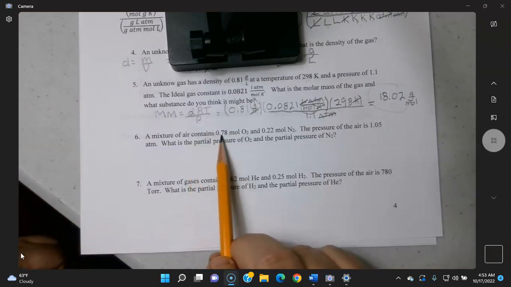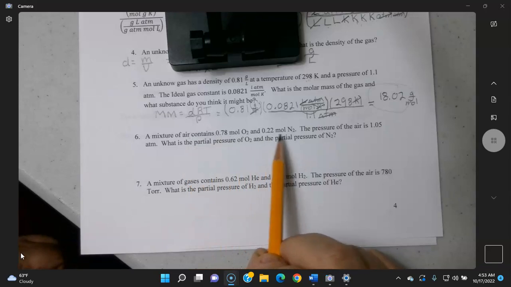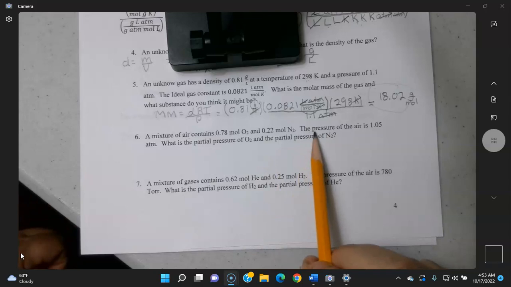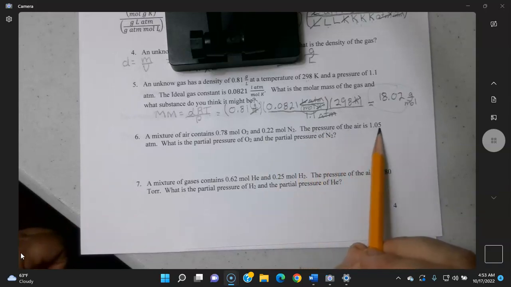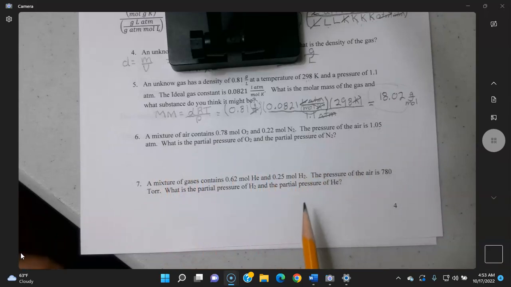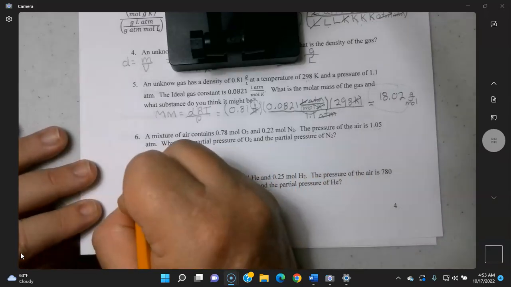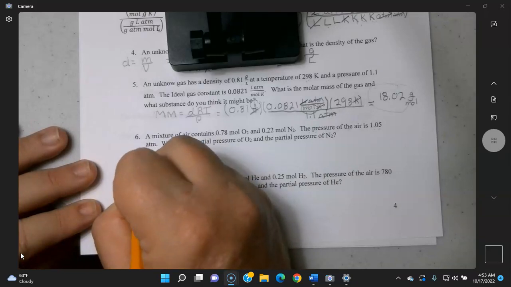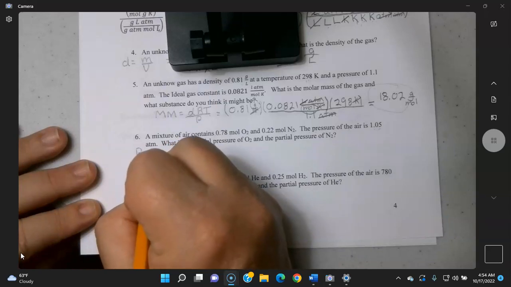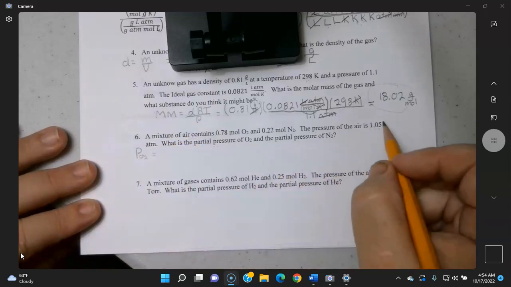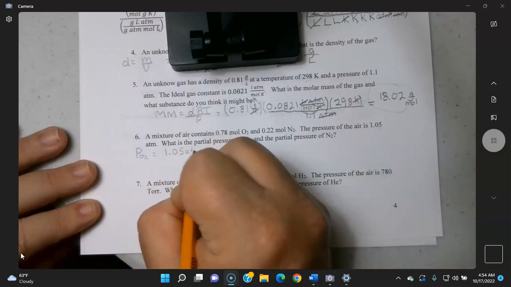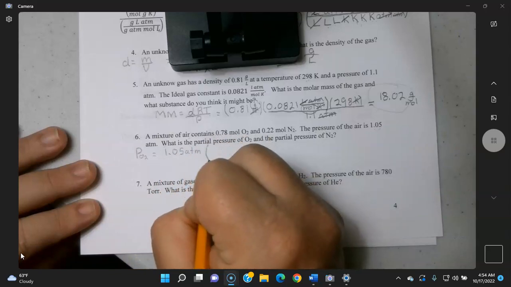A mixture of air contains 0.78 moles of O2, 0.22 moles of N2. That's reasonably close to the real numbers. The pressure of the air is 1.05 atmospheres. What is the partial pressure of the O2 and the N2? So you use the mole fraction. So here it is. To find the pressure of the O2, that's going to equal the total pressure, which is 1.05 atmospheres, times the mole fraction for O2.